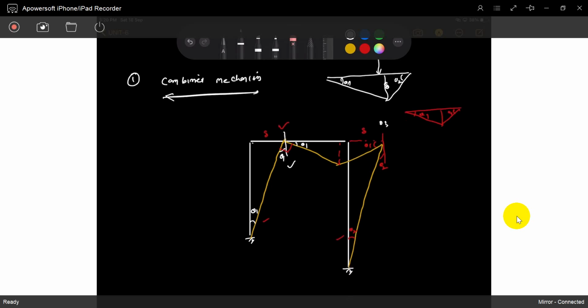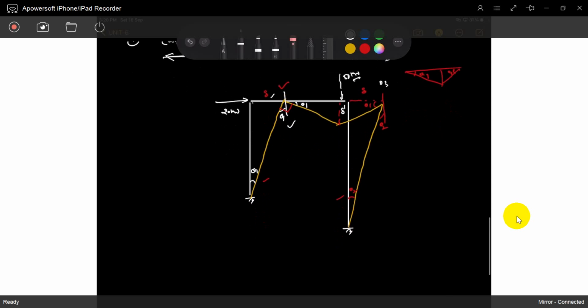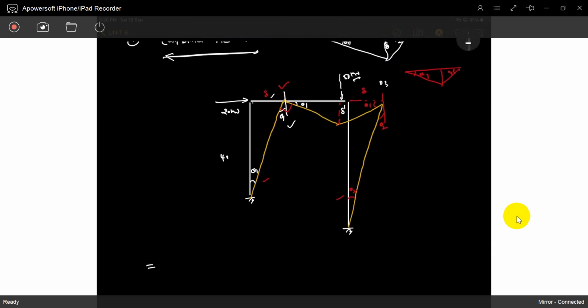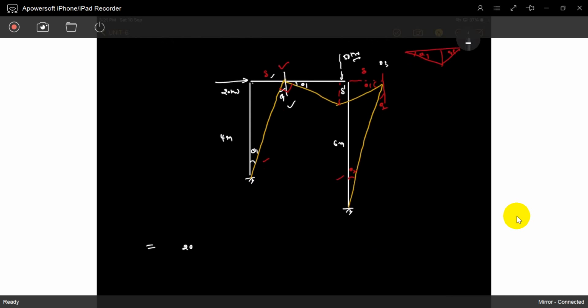Okay, that's it. And if you see, this is 20 and this is 50. So now you can see this is a delta, and this is delta dash, you can take it as anything. So write down, this is 4 meters, this is 6 meters. Okay, so write down what is the external load. External load is 20 delta plus 50 delta dash. That's it.